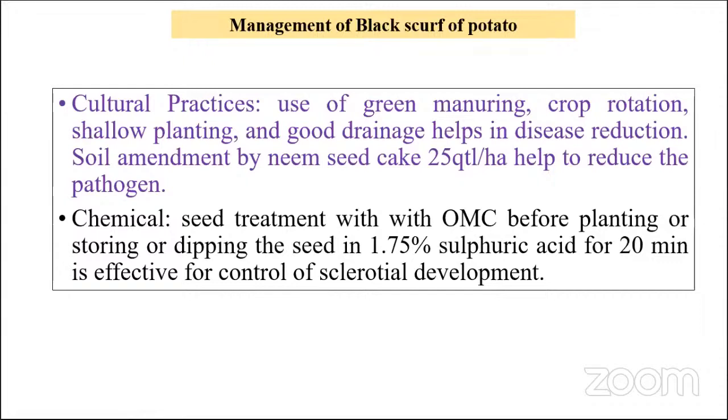Chemicals like organomercurial chemicals are required before planting or storing of the infected seed. That is, application by dipping in 1.75% sulfuric acid for 20 minutes is effective for the control of sclerotial development.